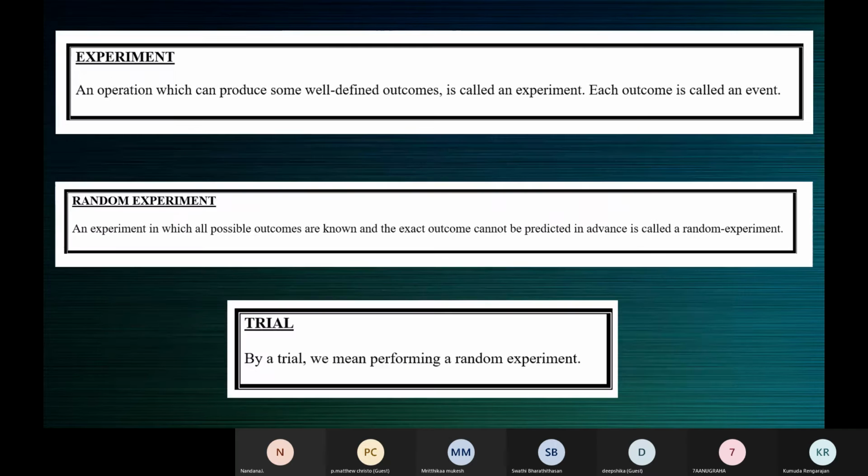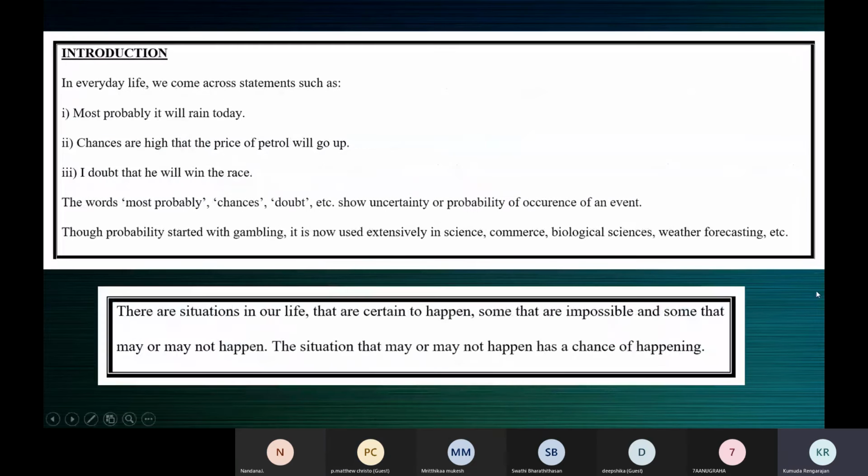All right. Now let's understand some terms used in this concept, probability. One minute, ma'am, earlier slide. Yes, ma'am. Done? Done, ma'am. All right.